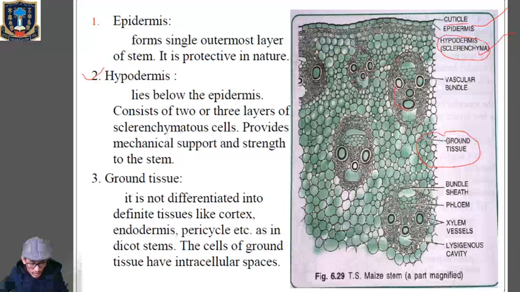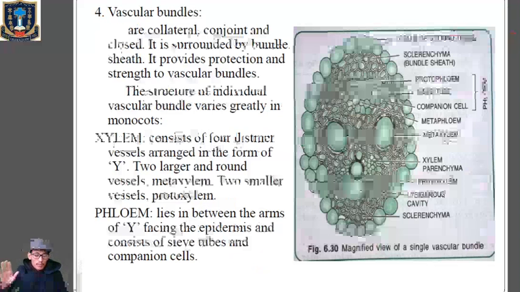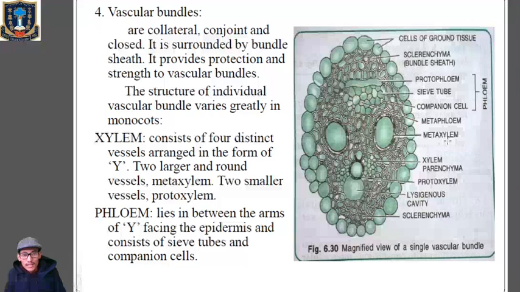Okay, next one, we'll talk about the vascular bundle. It is very important. Here you can see that vascular bundles are collateral, they are conjoined, and they are closed. That means here we don't see the presence of cambium cells.